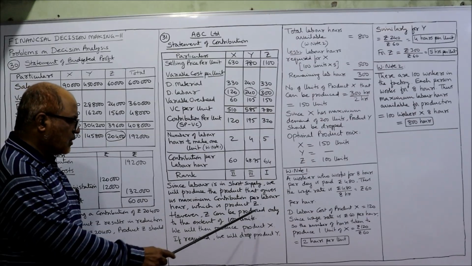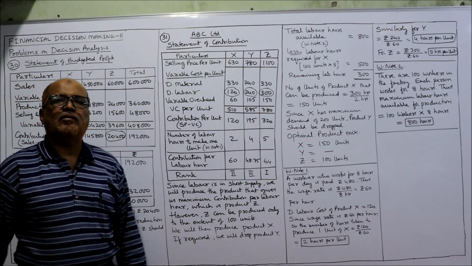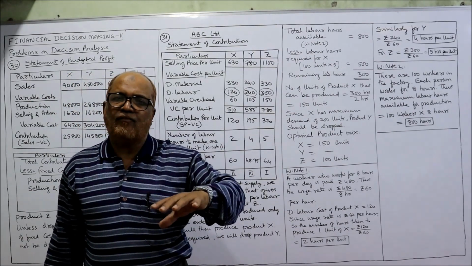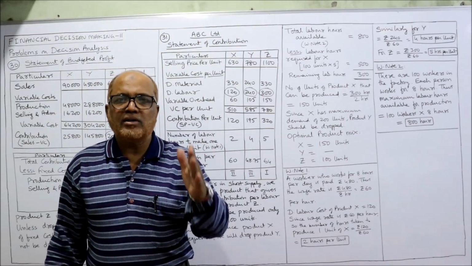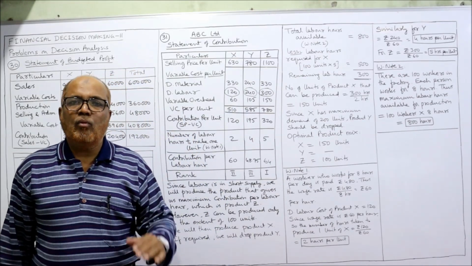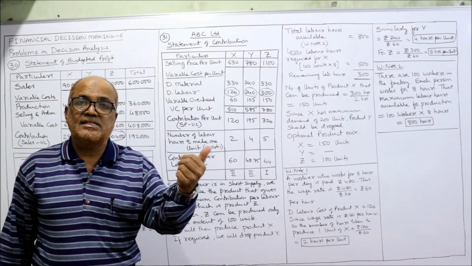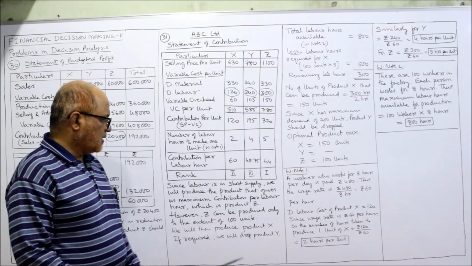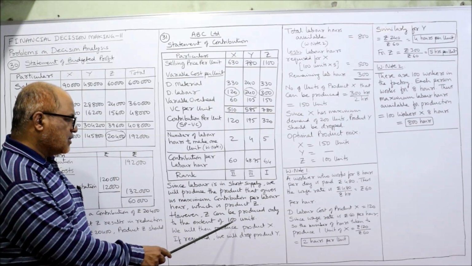However, Z can be produced only to the extent of 100 units. We cannot entirely focus only on Z because there is a key factor. We don't have the demand for more than 100 units for Z. So we will make only up to 100 units of Z.